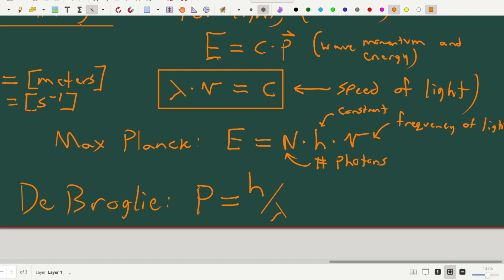So let's think about a runner running at 1 meter per second, 100 kilograms. Do we see wave-like properties for that person? No, of course not. A human being is a particle. So what does that mean? Well, the momentum is really high, so the wavelength must be really, really minuscule. The wavelength is so small we don't observe it for a human. So h must be a fairly small number.